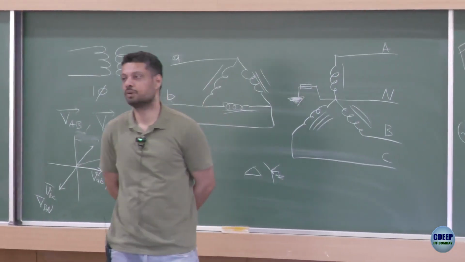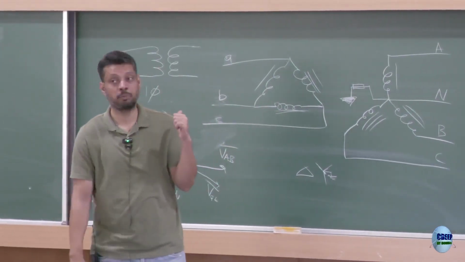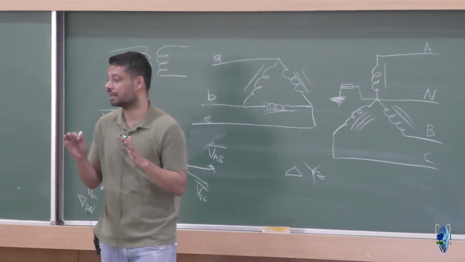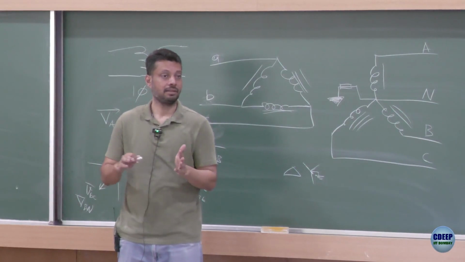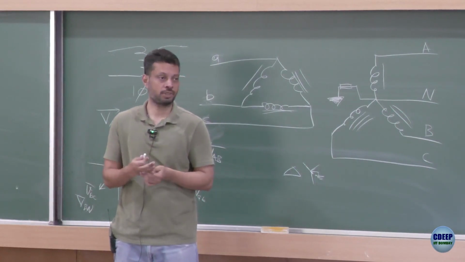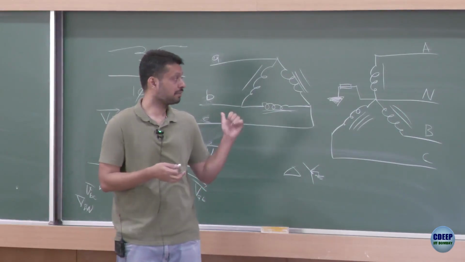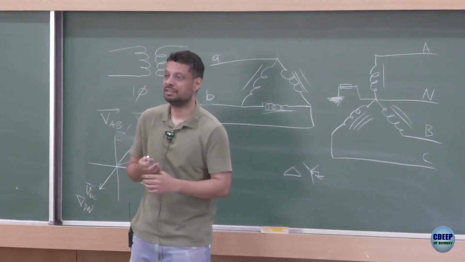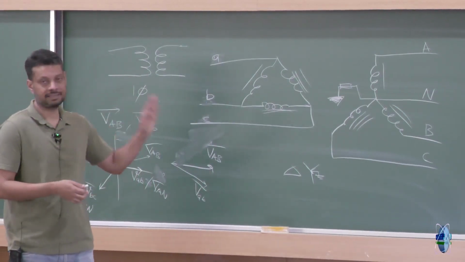So there are now few questions. This is the most popular sort of architecture used in power system, right, delta star. There are other three combinations also possible. You can have delta delta, you can have star star, you can have star delta, right. Those are not popularly used. The popularly used is delta star.